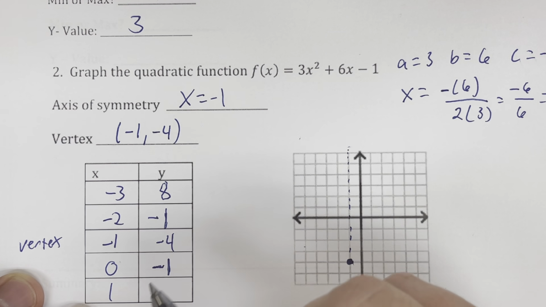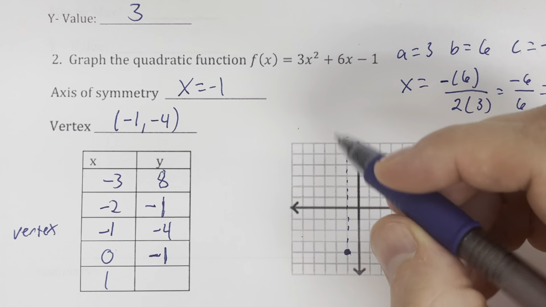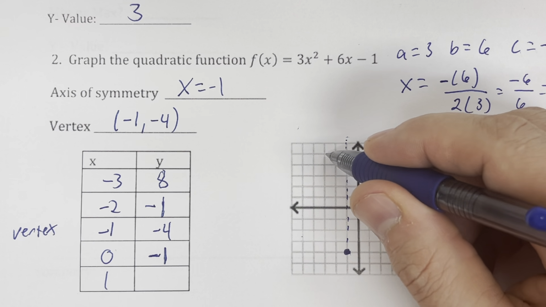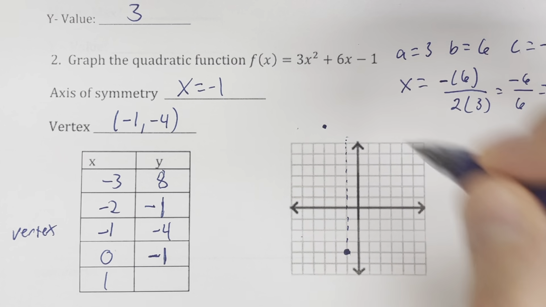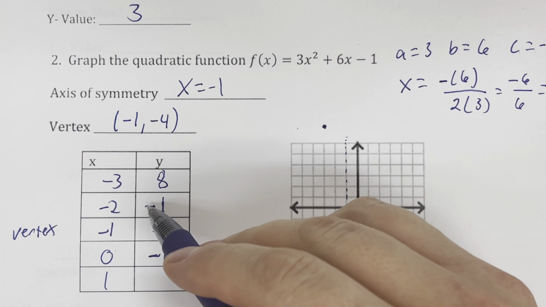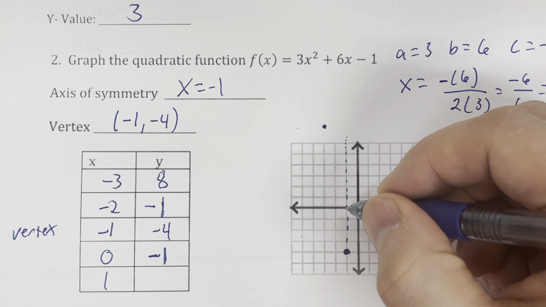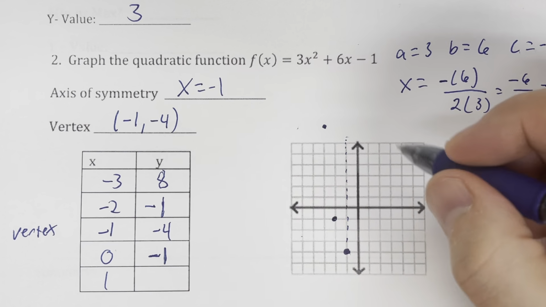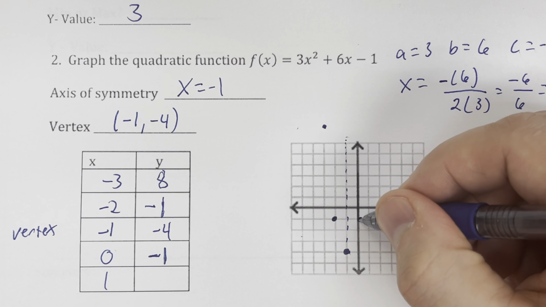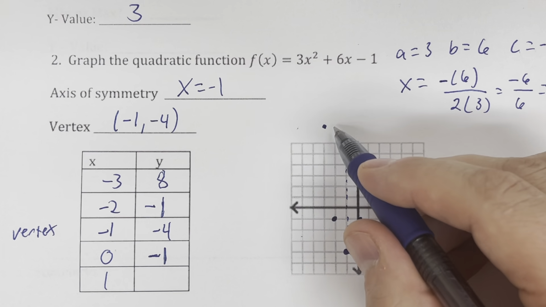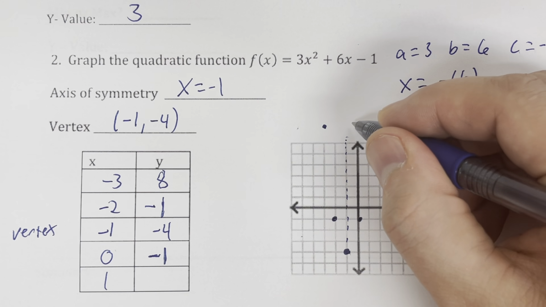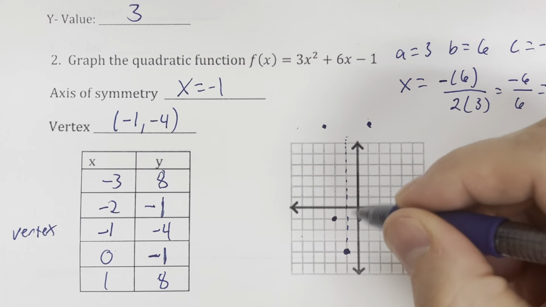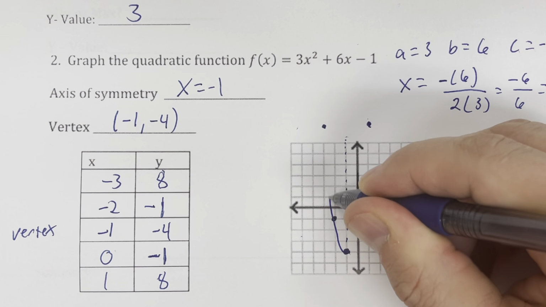I'm going to start plotting my points. So, left 3, up 8. 1, 2, 3, up 1, 2, 3, 4, 5, 6. So a little bit off the graph, just kind of estimate that. Left 2, down 1. At 0, we were at -1. 1 away. 1, 2 away, so this one should be 2 away too. Right here. 8.